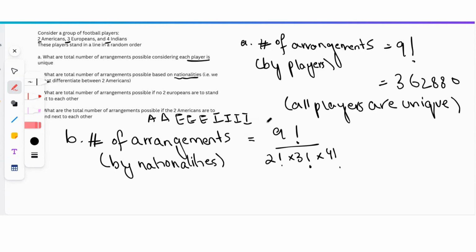This is similar to how we find permutations or arrangements when some objects are indistinct. So the answer is 1260. This is because players of the same nationality are indistinct.